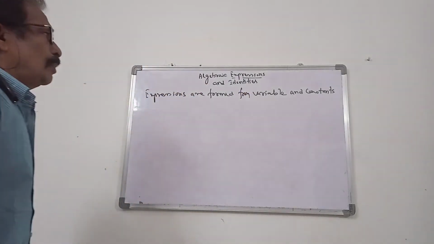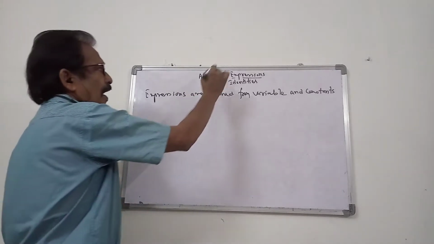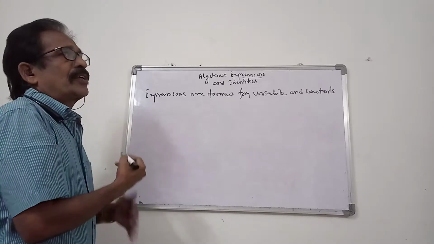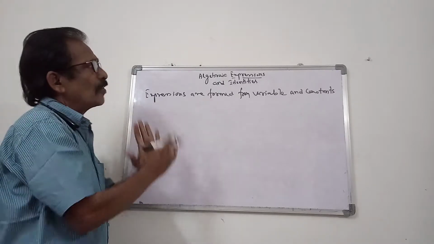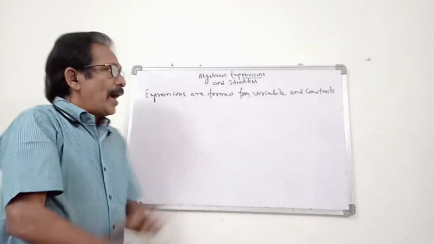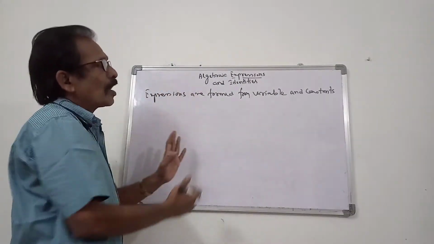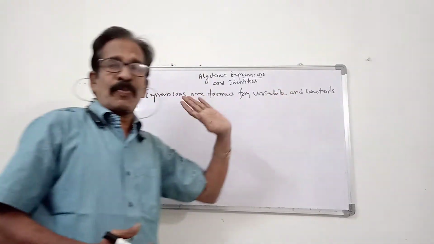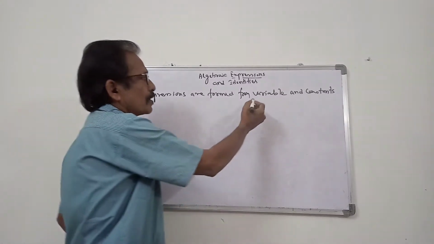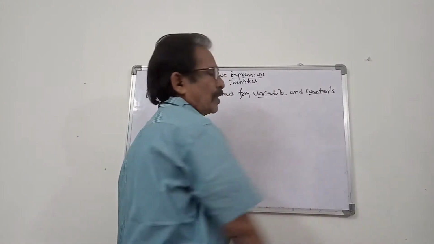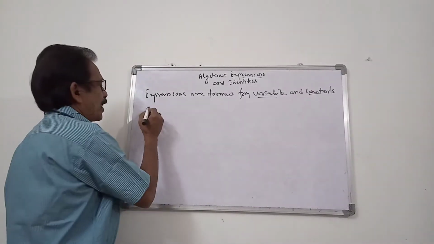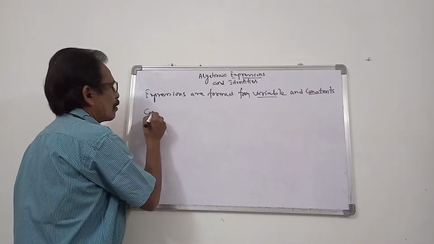So to understand the chapter on algebraic expressions and identities, for the introduction, first of all we have to understand what an expression is. An expression is formed of variables and constants. In the expression you will get variables and constants. When the words variables and constants come up, the question arises: what is a constant?